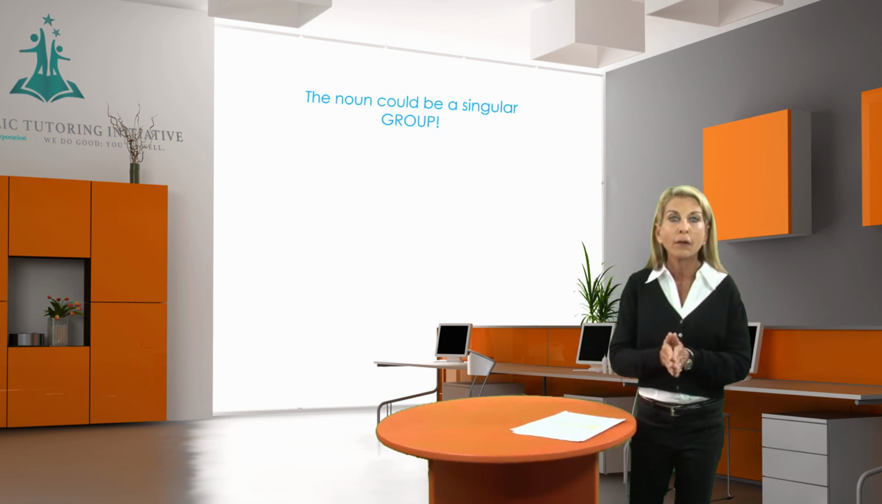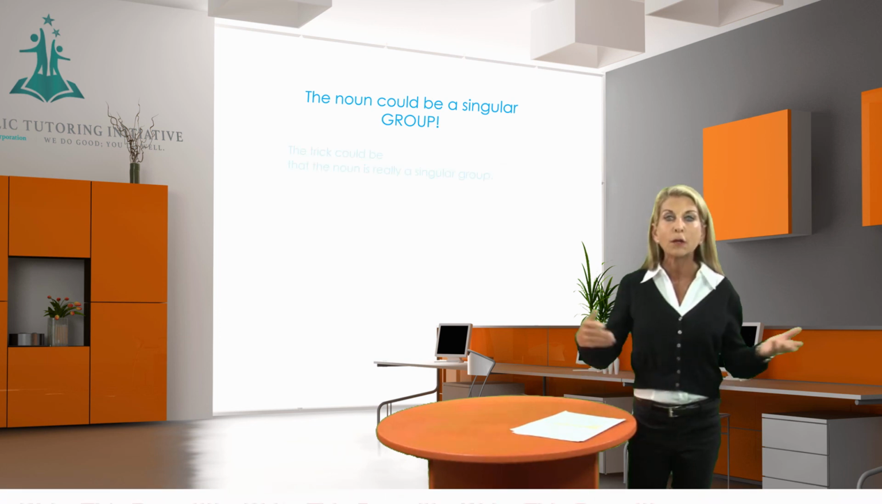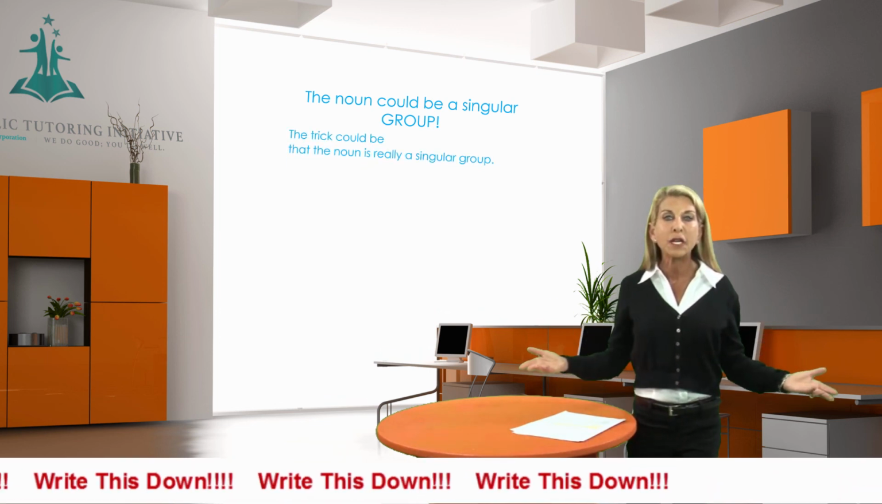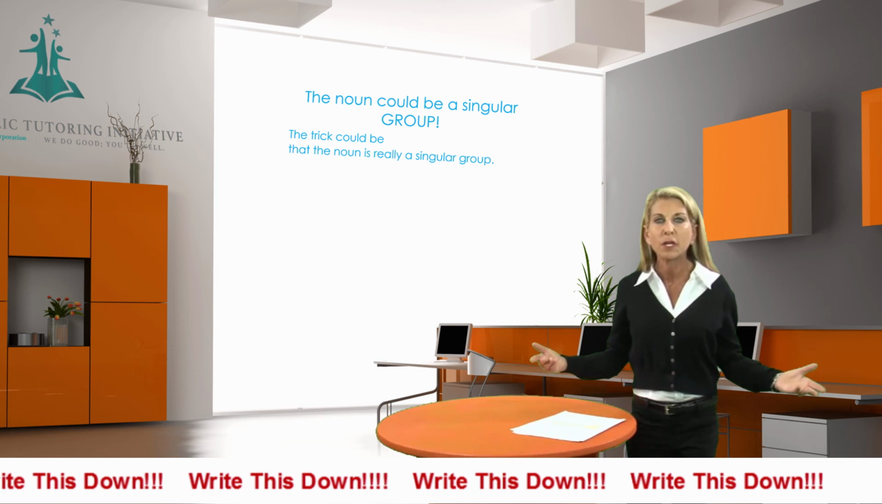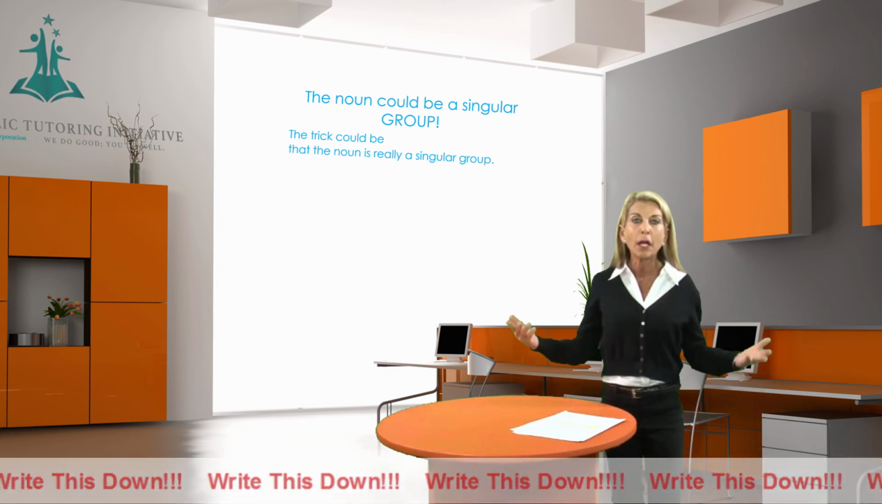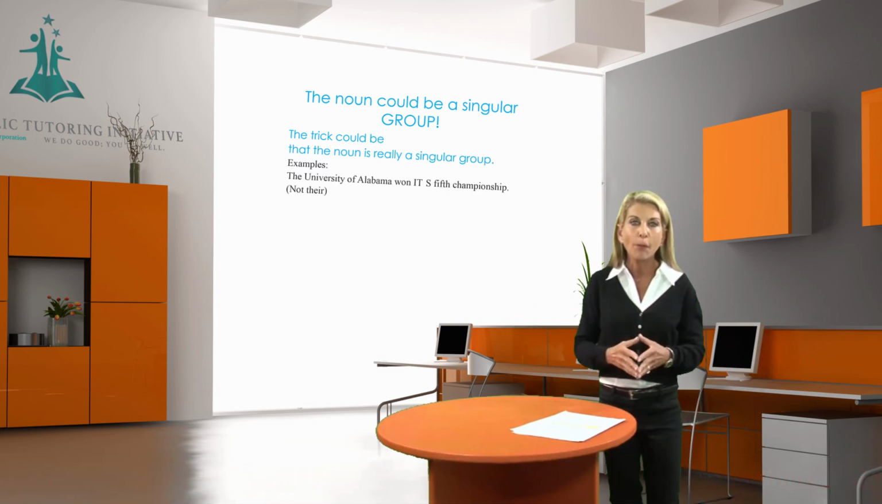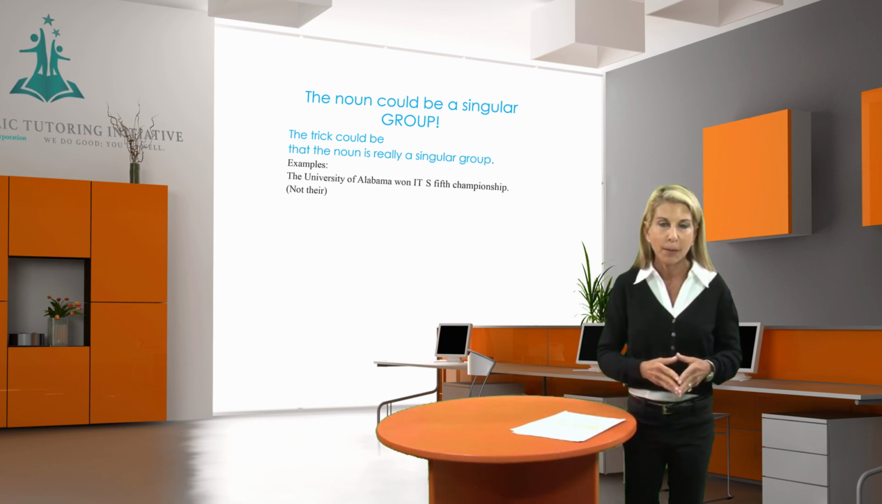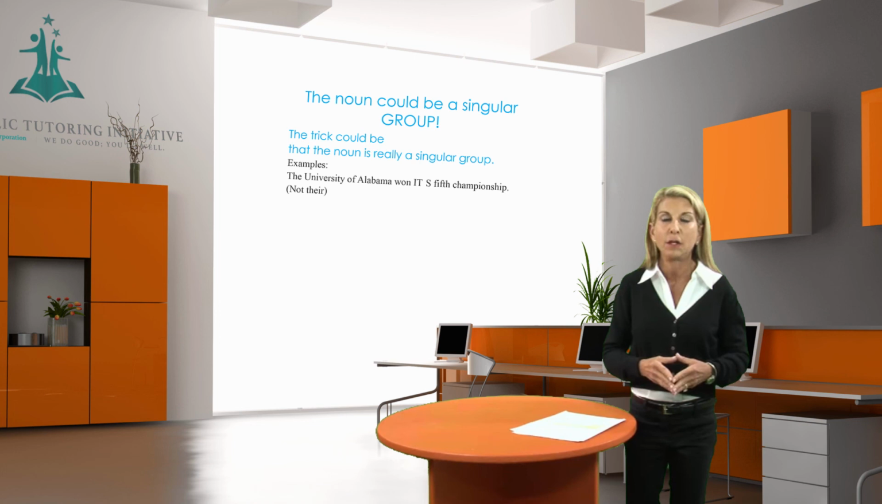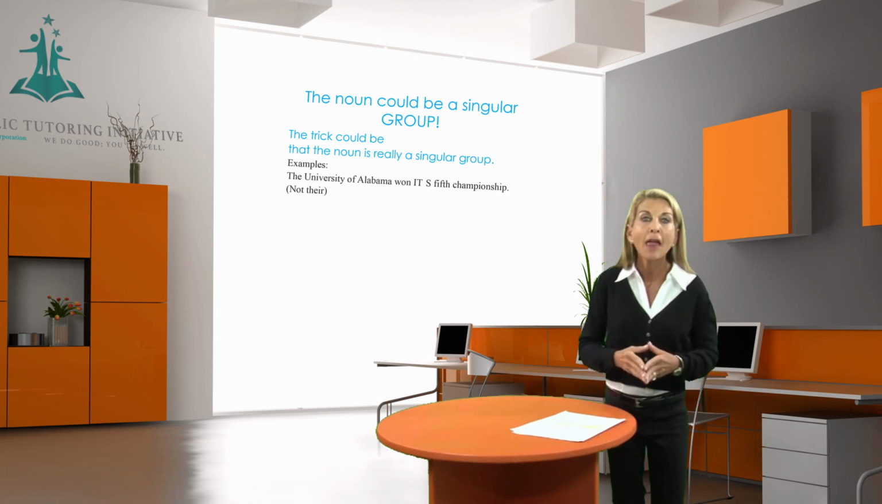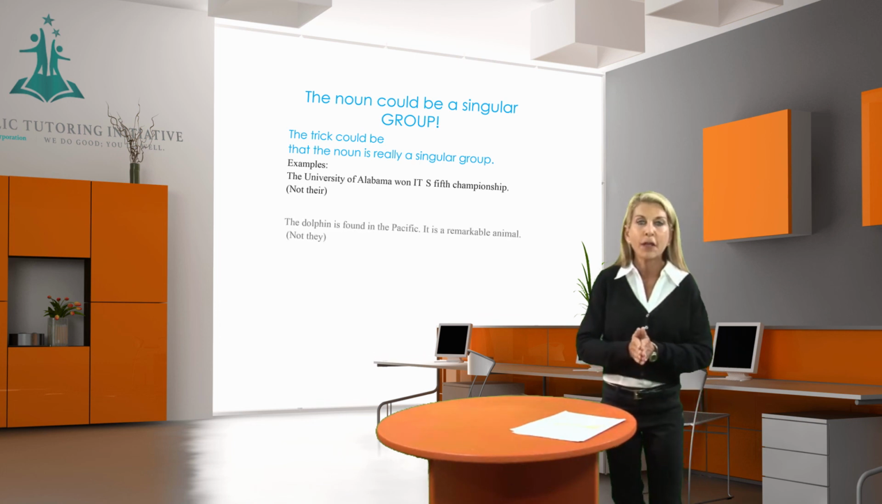Most commonly, the ACT gives you a singular noun that most people would think of as plural, like a school or an animal species. They love that for some weird reason. Or the word audience or collection. Here's an example. The University of Alabama won its 5th championship. Oh, maybe I should say the Ohio State. Not there, okay?